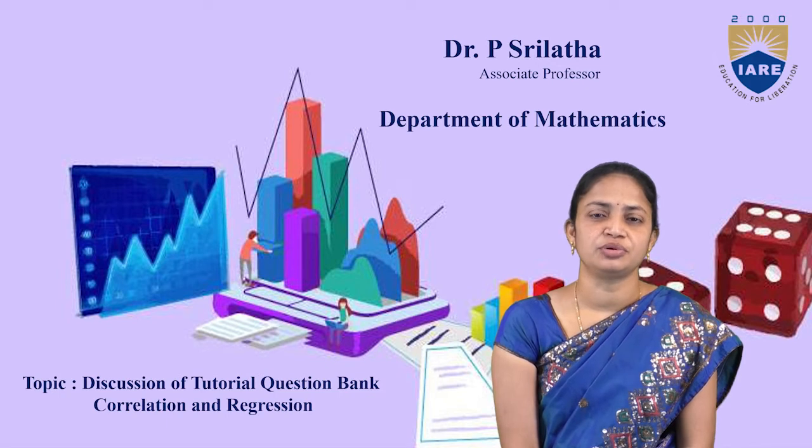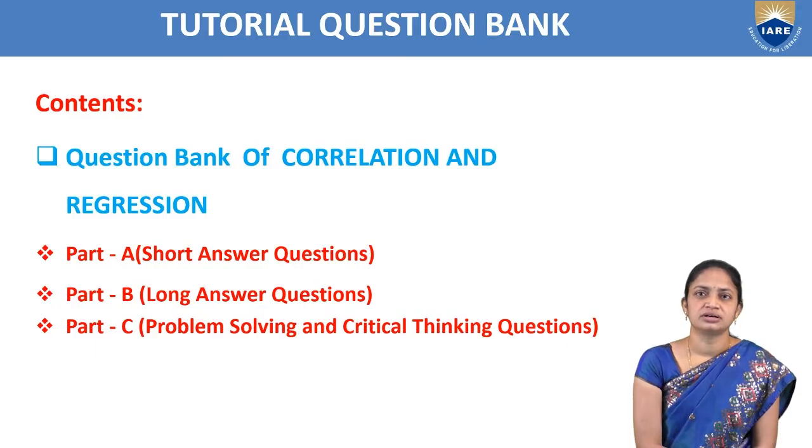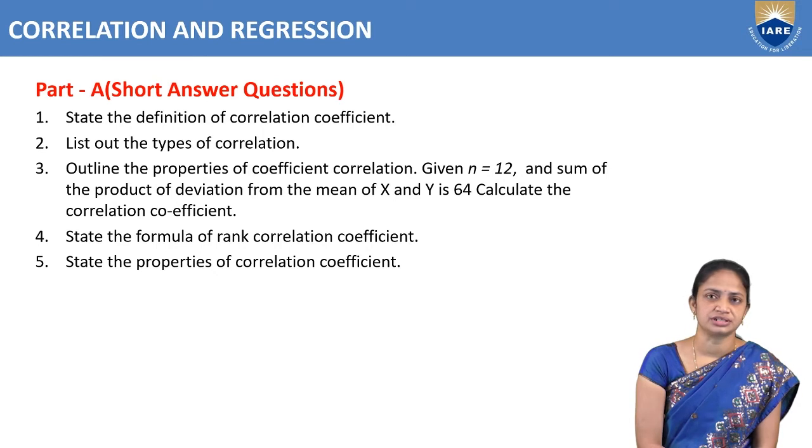In this session, I am going to discuss the question bank for the third module, correlation and regression. It contains the question bank of correlation and regression: Part A, short answer questions; Part B, long answer questions; and Part C, problem solving and critical thinking questions. Part A, short answer questions.